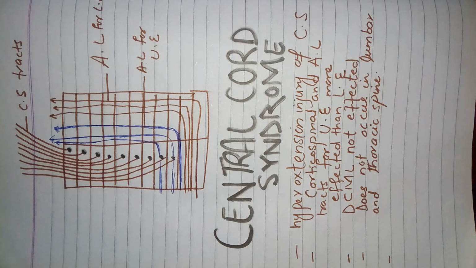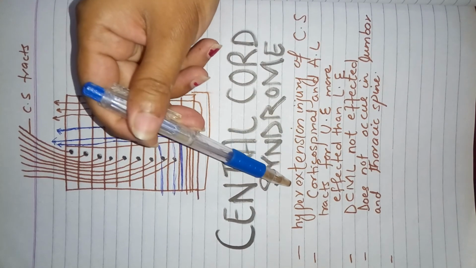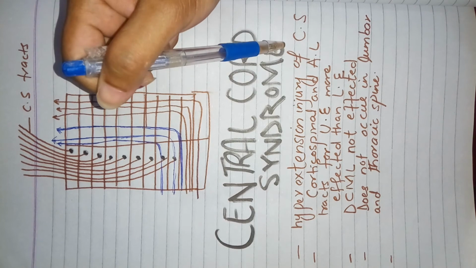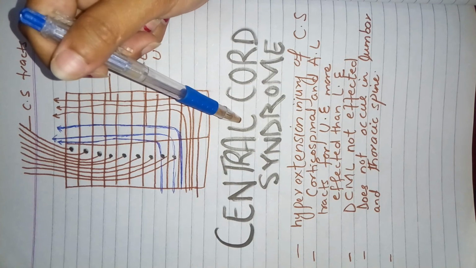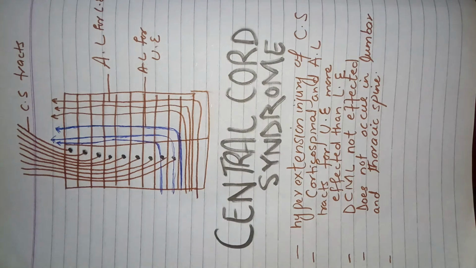So contrary to the anterior cord syndrome, central cord syndrome happens mainly due to hyperextension injury of the cervical spine. Okay, hyperextension injury of the cervical spine will affect the central part of the spinal cord. This syndrome also mainly occurs in the cervical spine and does not occur in the thoracic and lumbar spine, because of the same reasons which I have mentioned in the anterior cord syndrome.